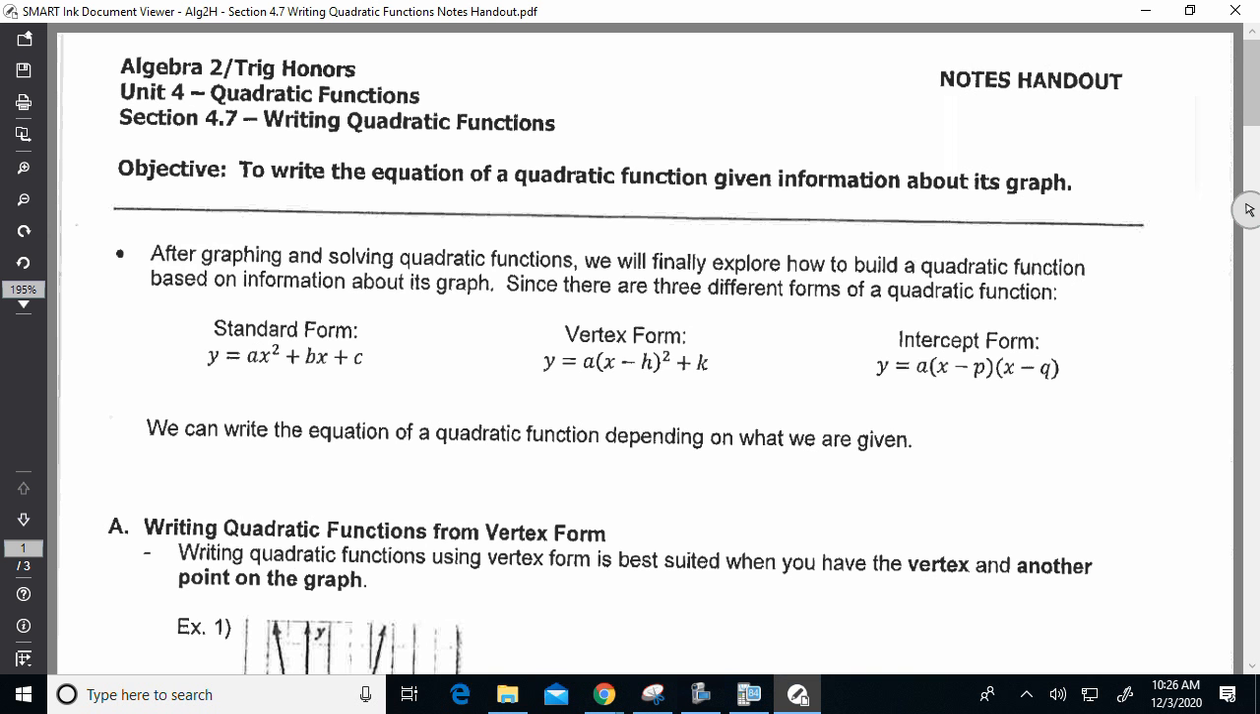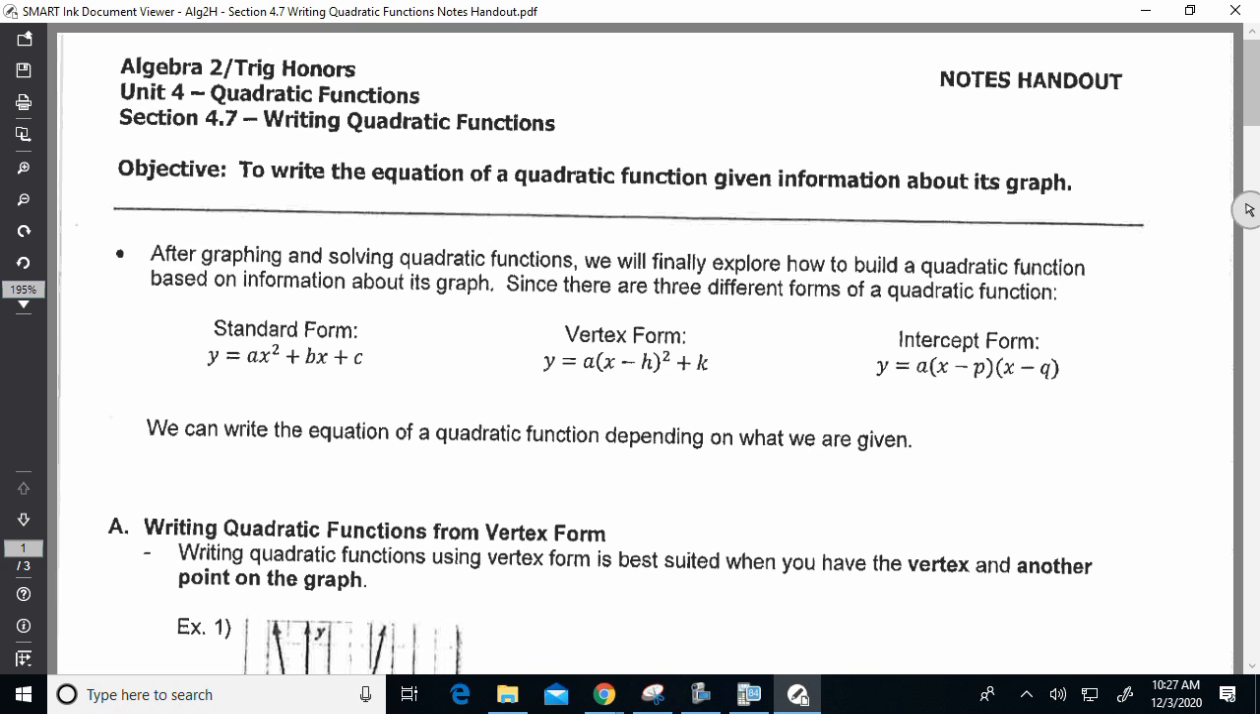So the last section of this unit focuses on how you write a function, how you write a quadratic function. We did this with linear functions, given a slope and a point, given 2 points, given slope and a y-intercept. We do the same thing with quadratic functions.